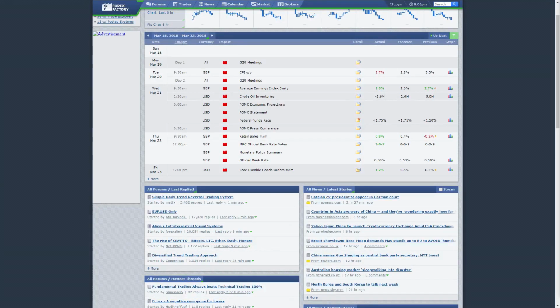Today's date is the 25th of March 2018 and we're going to be going over the charts for the next week and what we expect to happen. However, to start with, we're going to look at the news for the past week so that we can understand what happened in the news last week and how that affected currencies, and that will help us decide what we want to trade this week.